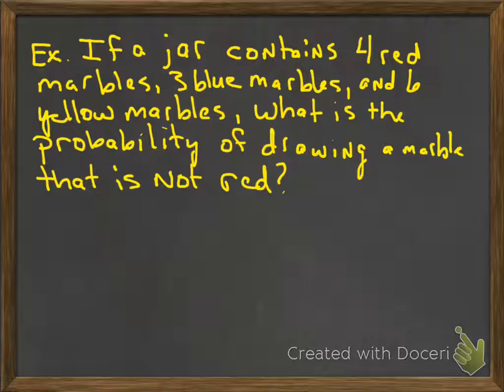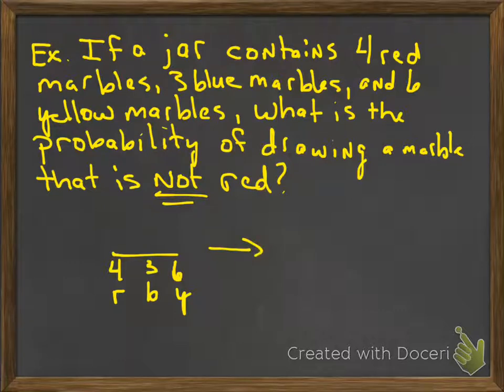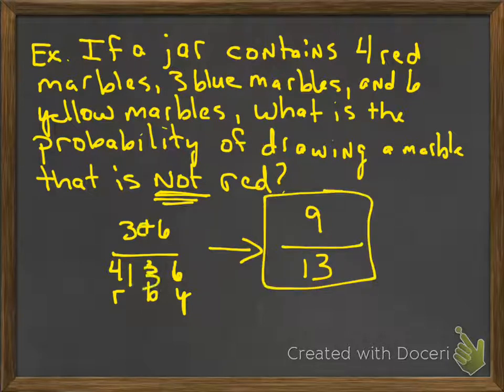Okay, notice that the question is asking not getting red. So if I look at this, I've got 4 red, 3 blue, and 6 yellow. That right there is my total possibilities, and if you add those up, you get 13. Now, again, not red, so that means I want the blue and the yellow possibilities to be my desired outcomes, what I want to happen, because I don't want red. Well, 3 plus 6 is 9, so the probability of not drawing a red one is 9 out of 13. And there you go. Anyways, 9 out of 13.